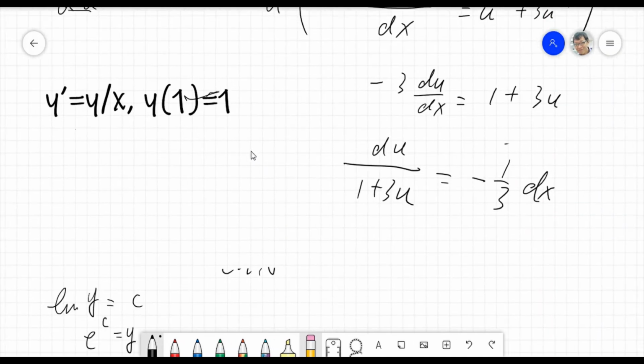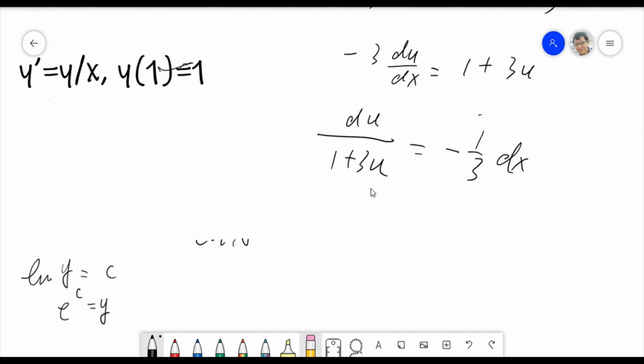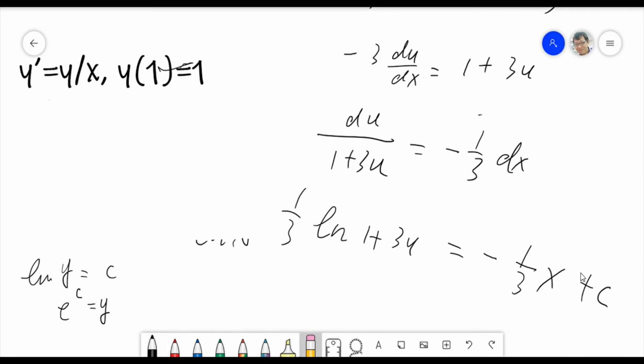Since we have u on one side and x on the other, we can integrate both sides. So what's this one? The integral will be ln of 1 plus 3u, and definitely there should be 1 over 3 because this will be differentiated again. How about this side? It will be negative 1 over 3 x plus c. Am I right? Can you understand this?